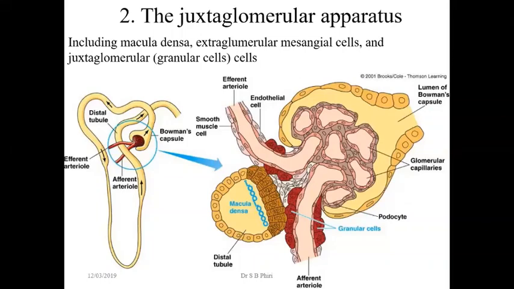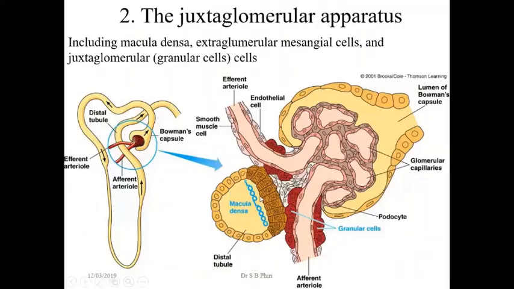Then we have the mesangial cells. The mesangial cells are extraglomerular, meaning that they are found outside the glomerulus. That's why they are called extraglomerular mesangial cells, which are simply modified smooth muscle cells that are involved in contraction and relaxation. So if there is contraction of the mesangial cells and smooth muscle cells, it will bring about vasoconstriction of the afferent arteriole or the efferent arteriole. That will have an effect also on the glomerular filtration rate.